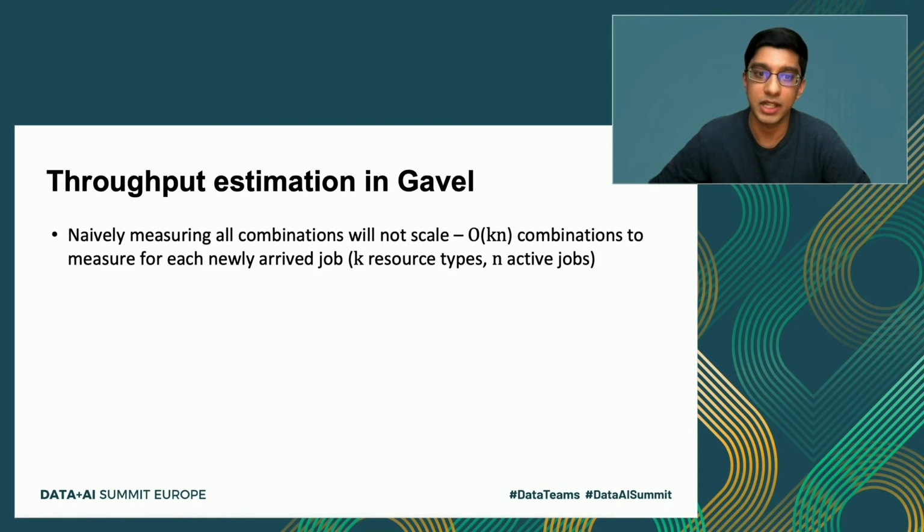And the second question is going to be challenging to answer if we do it naively, because if we just measure the combination of this newly arrived job with all other active jobs, we'll find that there's on the order of k times n different combinations we need to try, where k is the number of resource types and n is the number of active jobs.